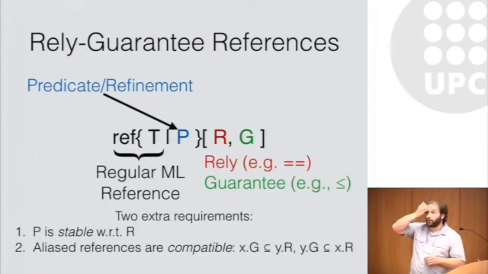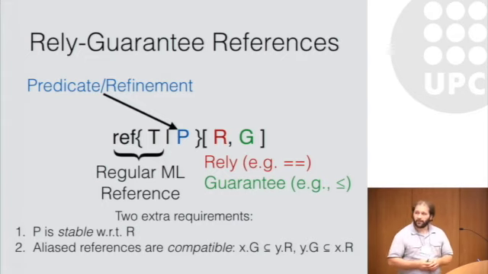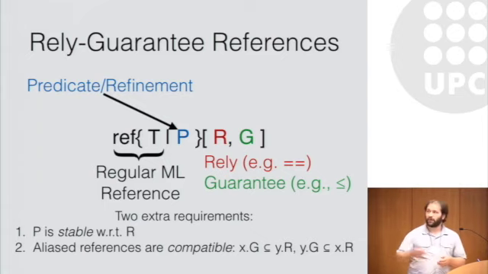Of course, for this style of reasoning to actually be sound, we need a couple more things that should be familiar to anyone who's seen rely-guarantee-based reasoning for threads, like the fact that the predicate has to be stable with respect to interference, right? You can't say the value of this counter is always 5 if somebody's allowed to increment it. And the alias references have to be compatible in the sense that whatever one reference thinks it's allowed to do, whatever is in its guarantee, has to be contained in any of its aliases' relies. All of its aliases have to expect at least that much interference.